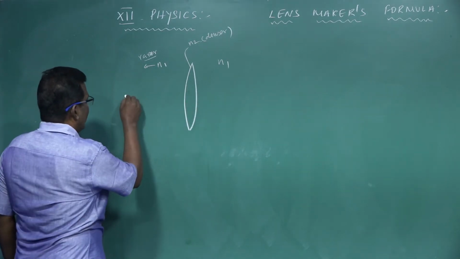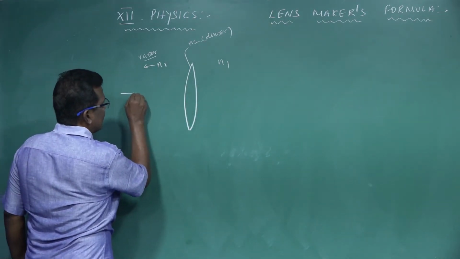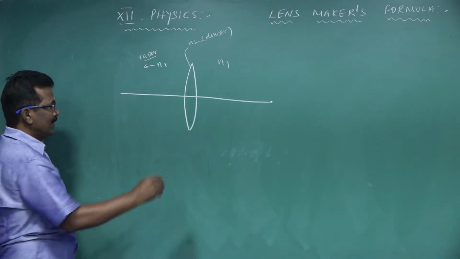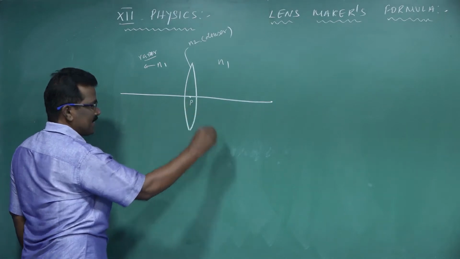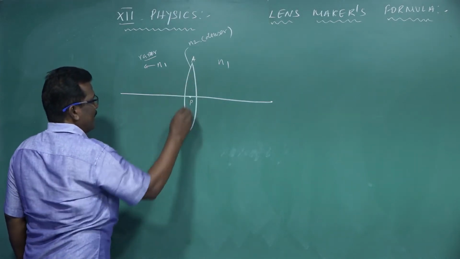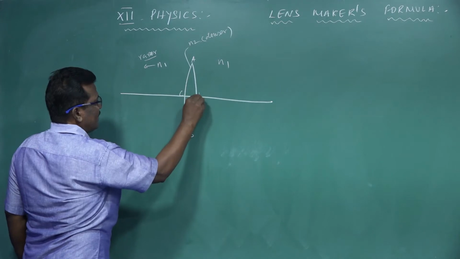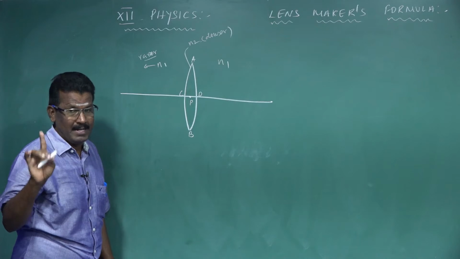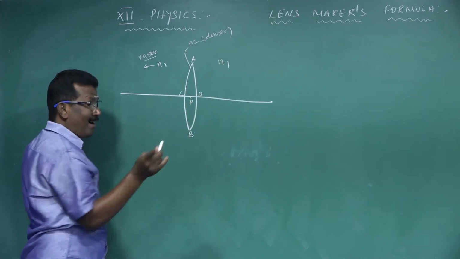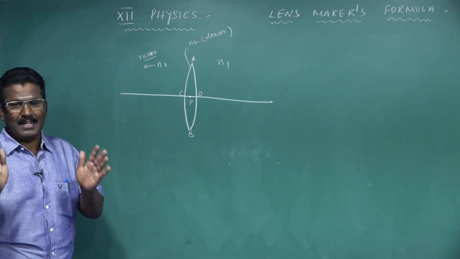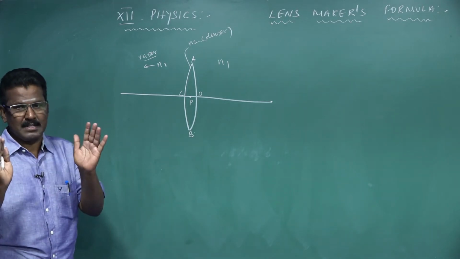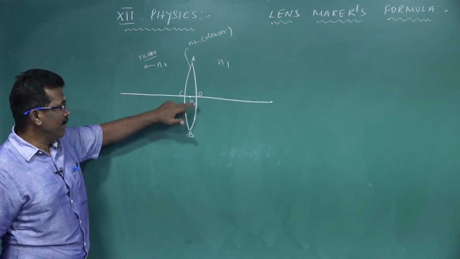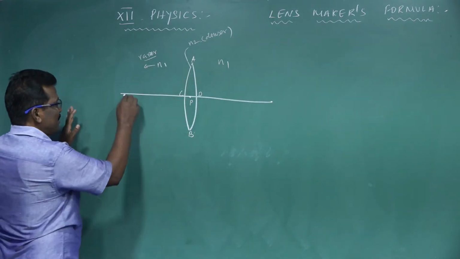Okay. Now this is the principal axis of the thin lens. This is the pole, point P. Here are the points A, B, C and D. ACB is one of the surfaces of the lens, and ADB is another surface of the lens. So a lens always has two spherical surfaces. ACB is one spherical surface, and ADB is the other spherical surface.